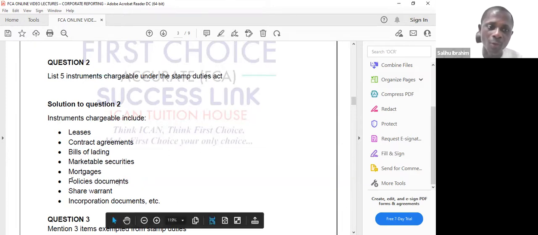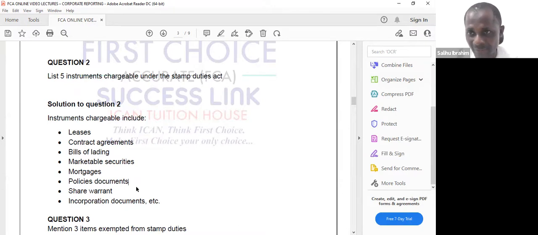Then we have policy documents. A policy is required to be stamped. Share warrants are expected to be stamped. Incorporation documents, CAC documents, are expected to be stamped. These are some of the items that are chargeable under the Stamp Duty Act.